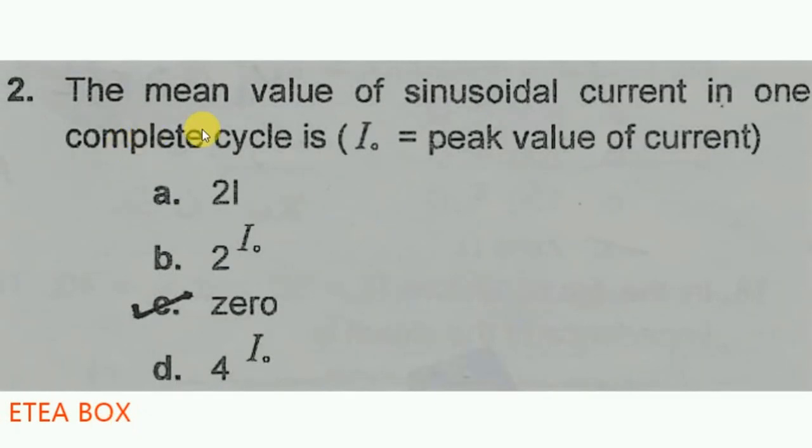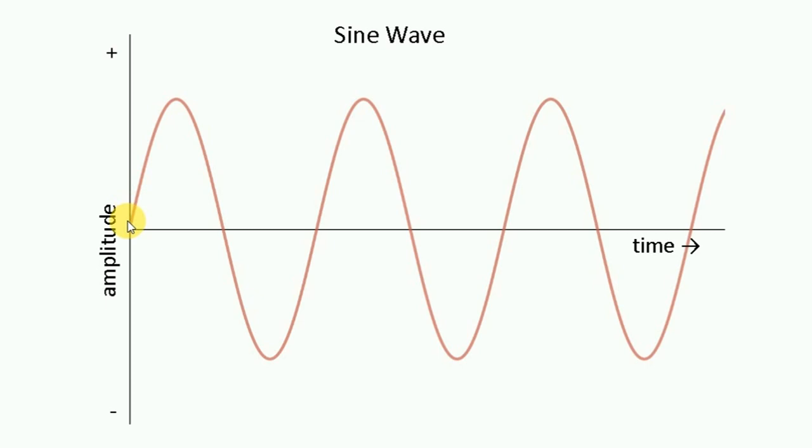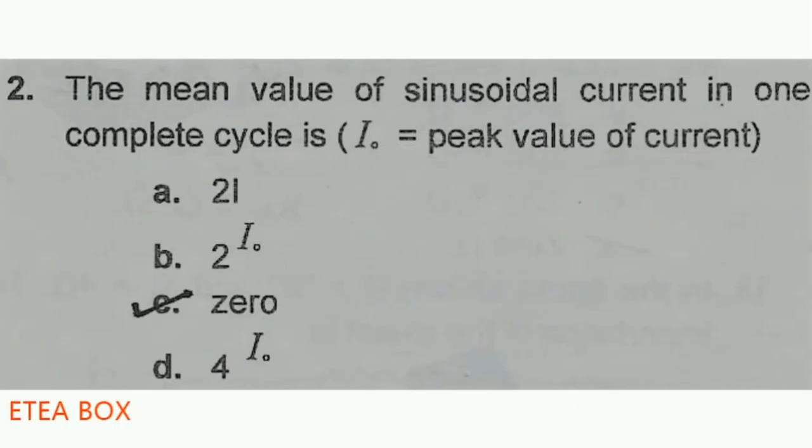Second, the mean value of sinusoidal current in one complete cycle is, where I naught is the peak value of the current. Now look here, the mean value for sinusoidal current is 0 because the current is positive and negative. This one is the positive of the current, and this one is the negative. Now when we find the mean value, it will come 0, like when we add this one and this one, we will get the 0 answer. So we say that the mean or average value of alternating current will give 0 answer. So option C is the correct one here, 0.